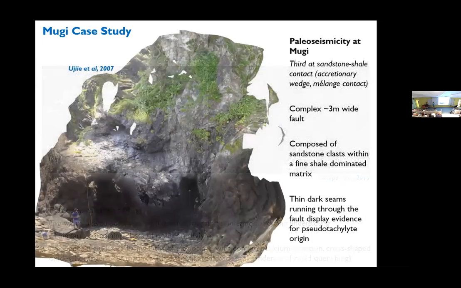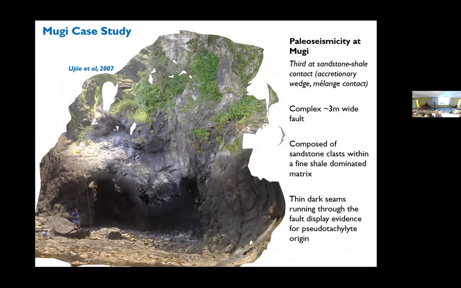The third evidence of paleoseismicity is at that shale sandstone boundary. So that's this fault here. You can see me for scale. Don't use Kotaro Uchiha here for scale. With this stitching of images, you got turned into like a little Pokemon character.